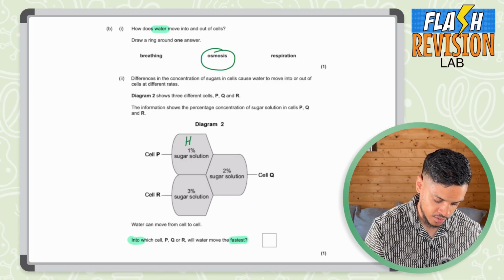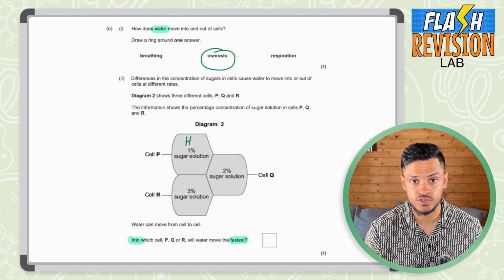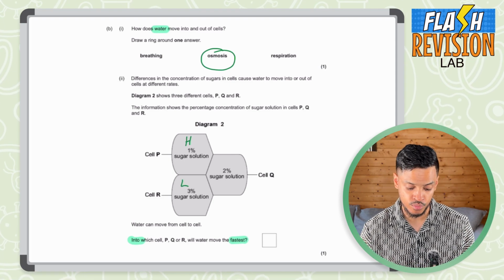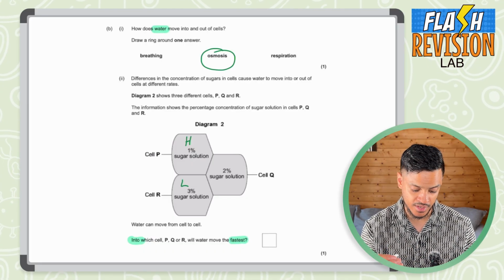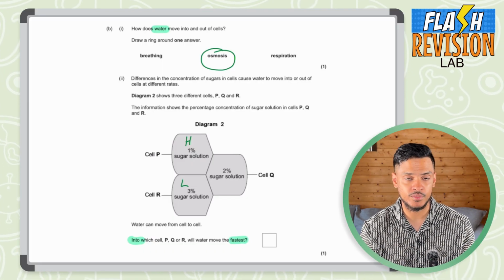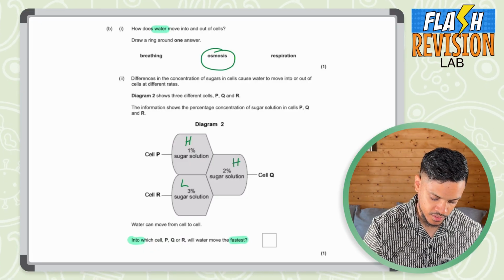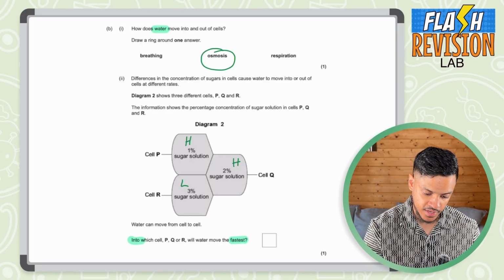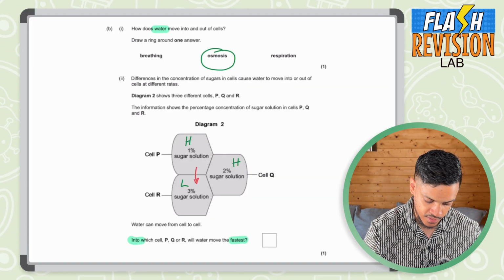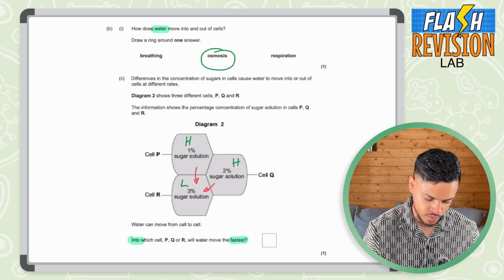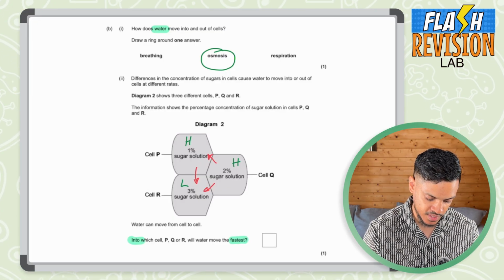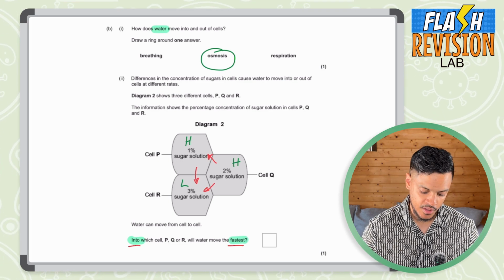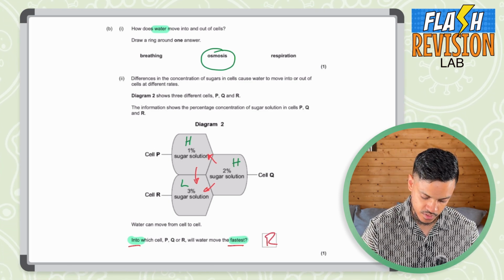The 1% one would have the highest water concentration. The 3% one would have the lowest water concentration because it's got more sugar in it, so it's less space for water. It only has 97%, whereas the 1% one has 99% water. The 2% one is still high. It's higher than the cell R because that's got 98% water. So what's going to happen is the water is going to move into cell R. You might get some water also going from the 2% to the 1%, but the question's asking into which cell will it move the fastest. That's going to be cell R because it's got the lowest water potential. So the answer here is R.